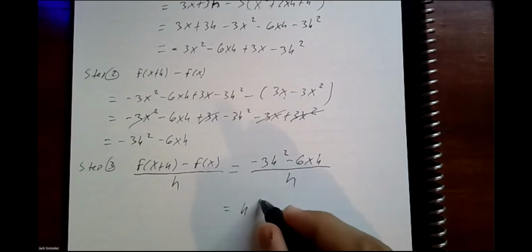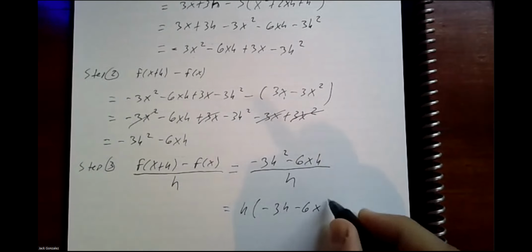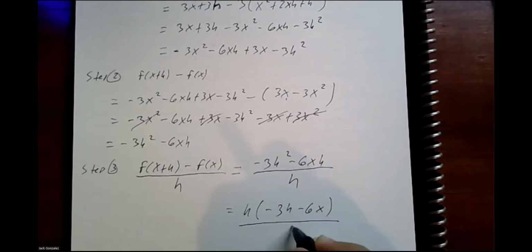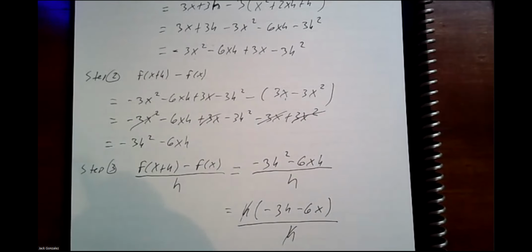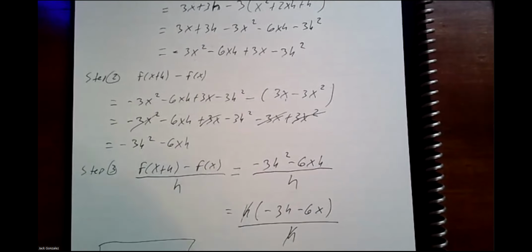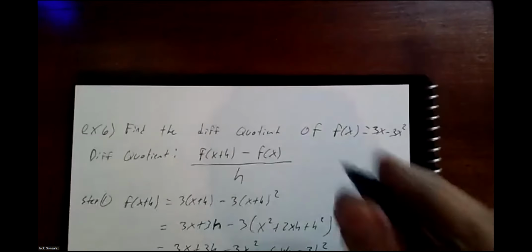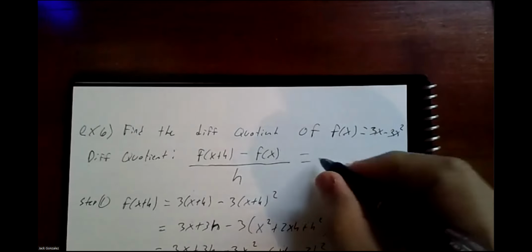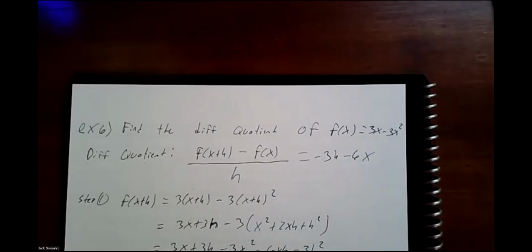So factor an h out from the top. Divide by h. So the answer would be this here. This is the difference quotient. So this right here is equal to negative 3h minus 6x.